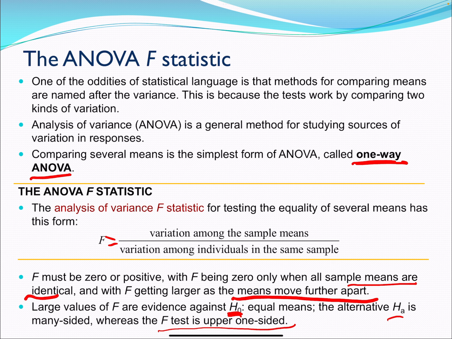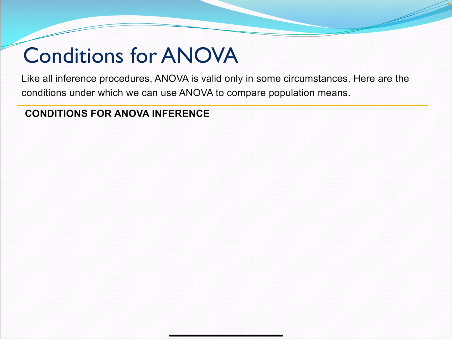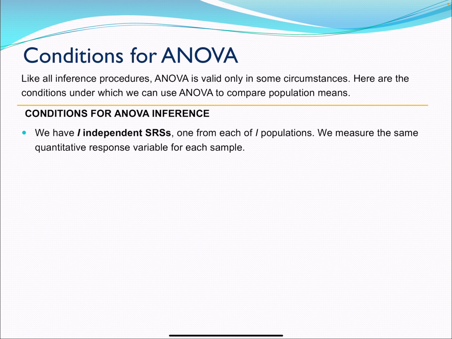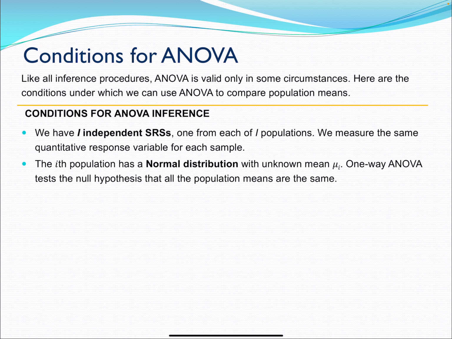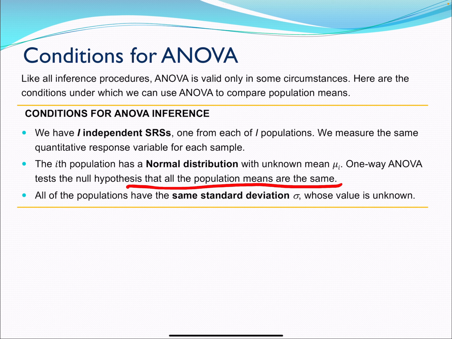So in order to conduct an ANOVA test, we have to have some specific circumstances, like all inference procedures. So what we need is independent simple random samples, one from each of a set number, I, of populations. The ith population has a normal distribution with unknown mean, and one-way ANOVA is always going to test the null hypothesis that all means are the same. Key takeaway. We also assume that all of the populations have the same standard deviation whose value is unknown.